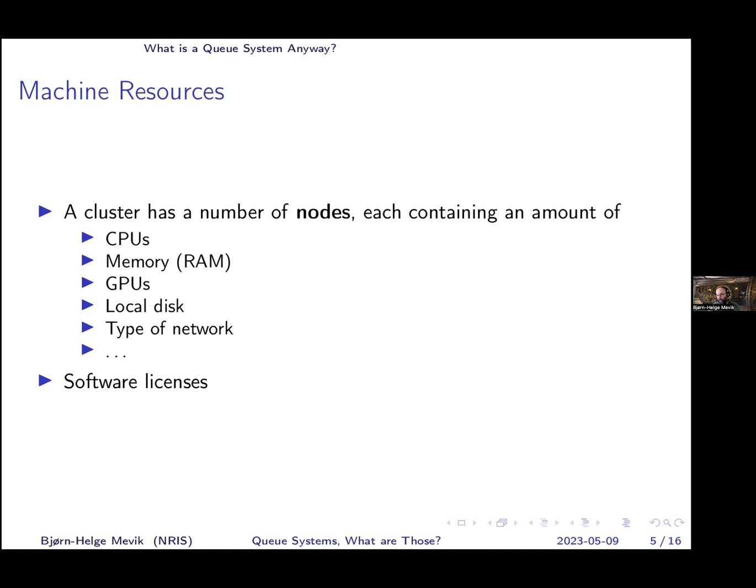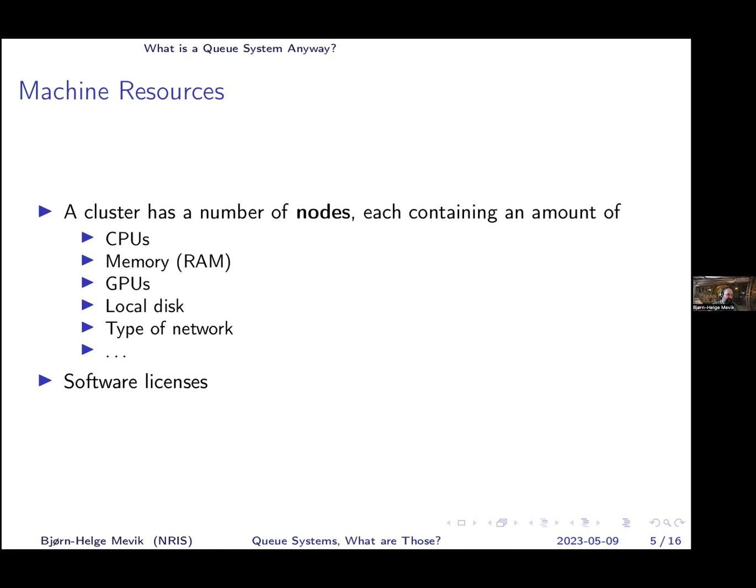And there are different types of network. In our clusters, that doesn't really matter much because we typically have InfiniBand everywhere, and it's the same type and same service level there. But there might be different types of networks, and there might even be different types of shared file systems on clusters.